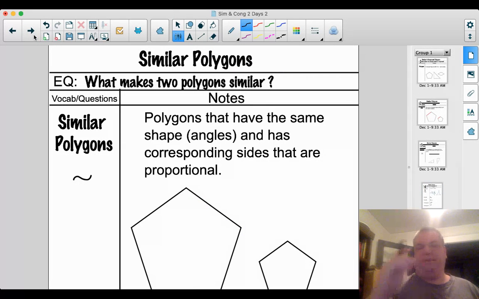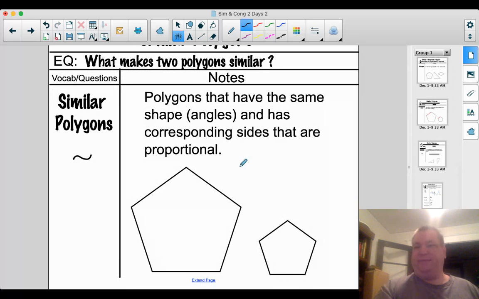Let's talk about similar. Similar polygons are polygons that have the same shape, so their angles are all the same. Remember, the shape is defined by the angles. And it has corresponding sides that are not equal, but that are proportional. So this is where some of the stuff about proportions that we've learned is going to come into play.